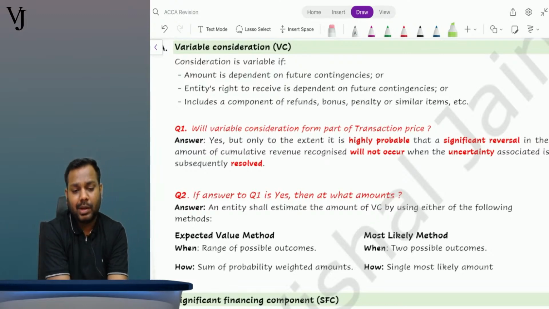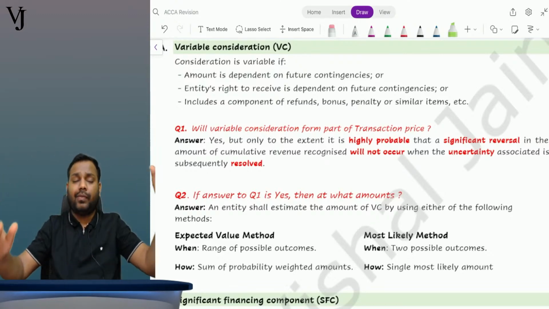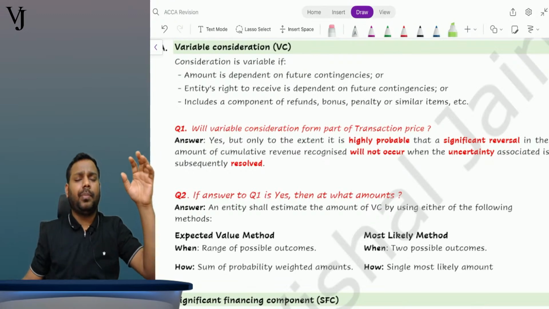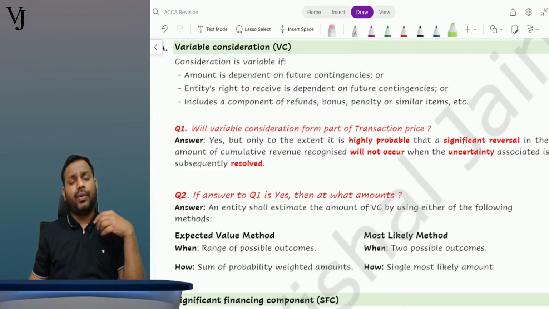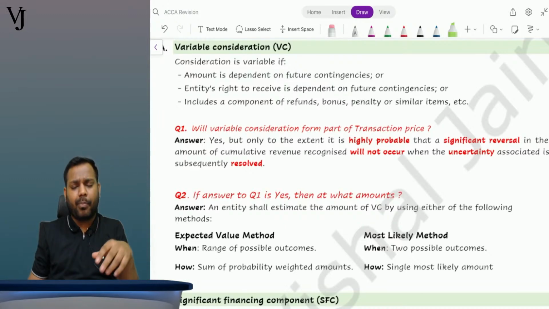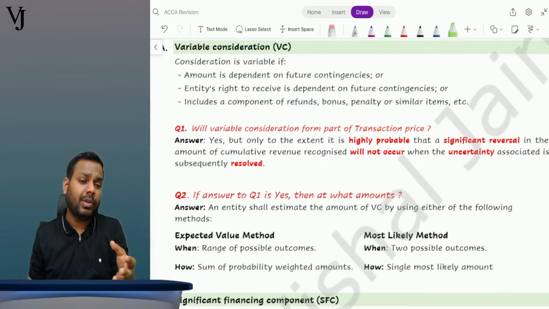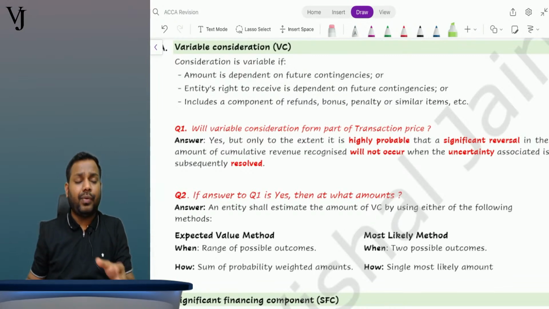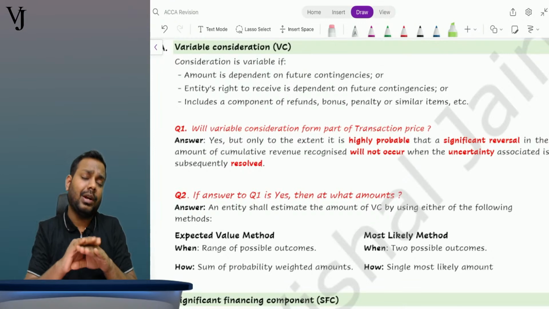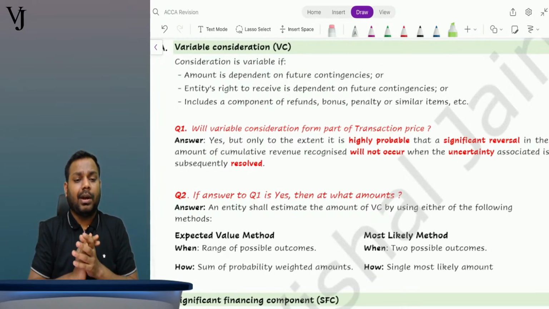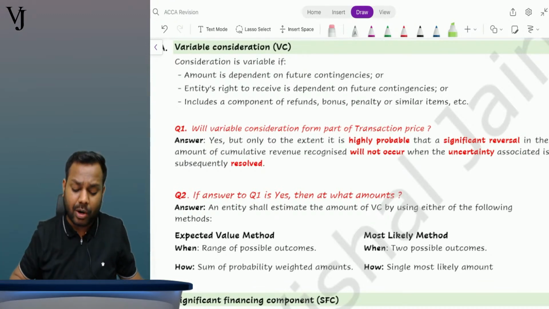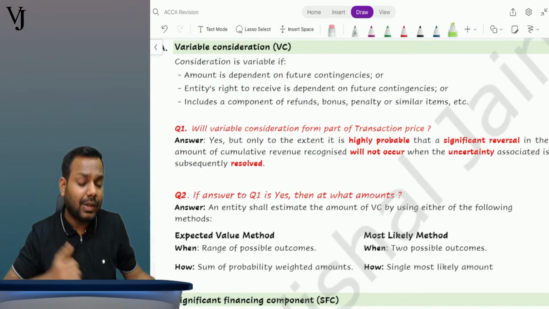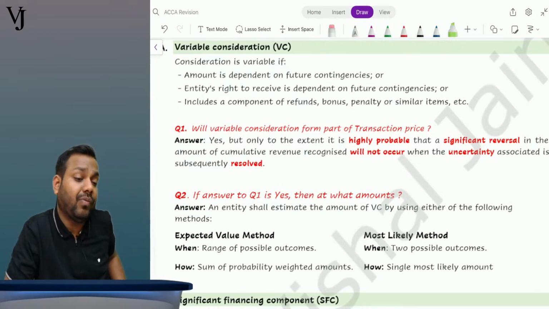Now there are multiple scenarios, right? If you give the delivery within 1 year, the contract price becomes 1.5 million. If you give the delivery by 1.5 years, the contract price becomes 1.3 million. If you give the delivery at the end of the second year, the contract price is 1 million. If you give the delivery beyond 2 years, the contract price is 0.8 million. So the transaction price changes. This is called variable consideration.